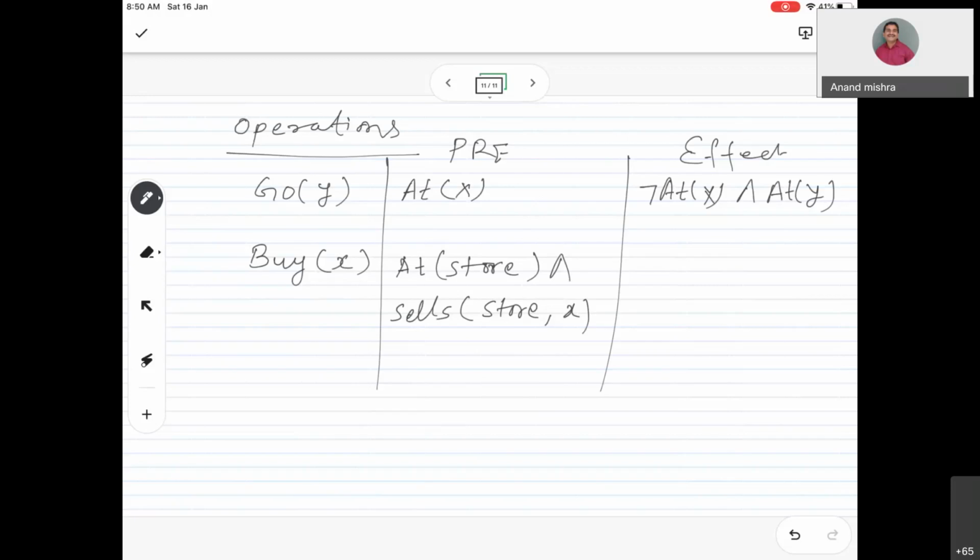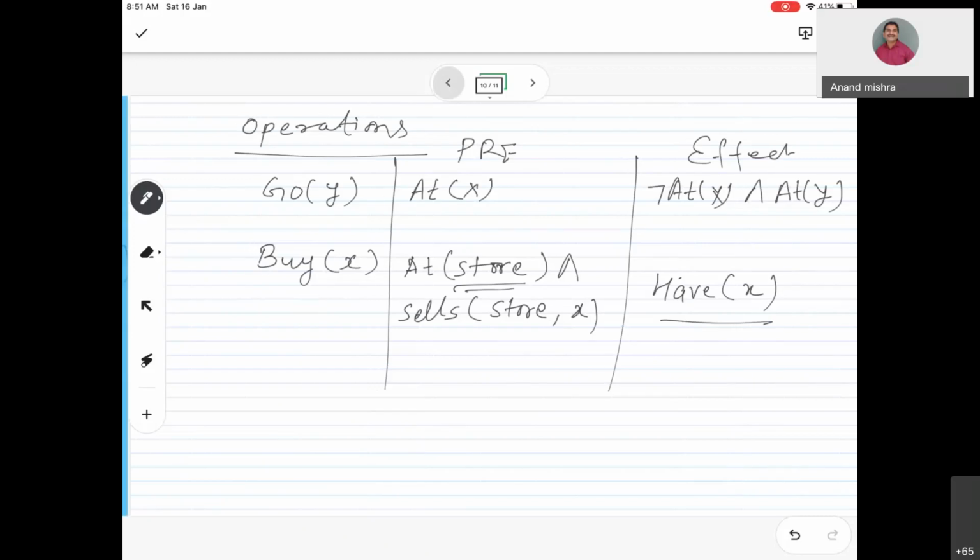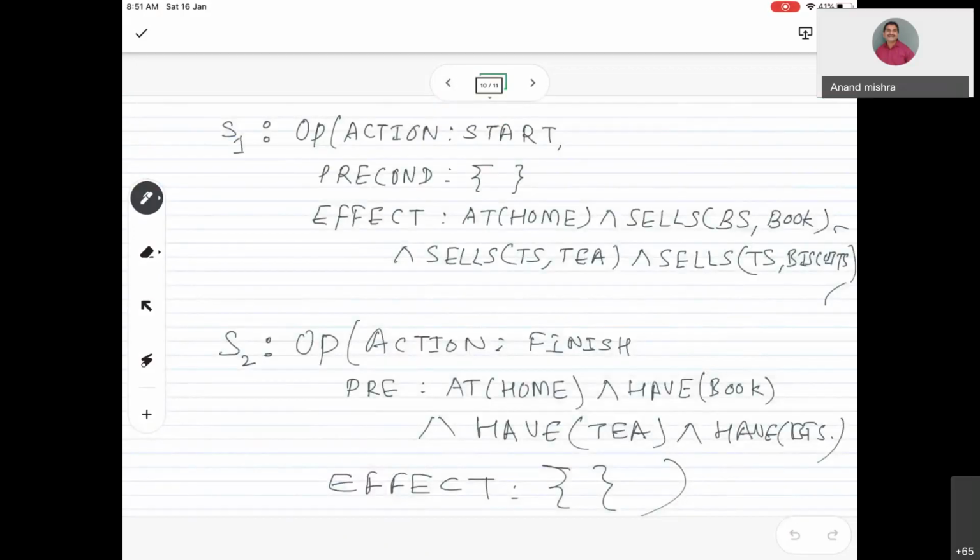So Buy X is: at store, sells X, store, X, and what is the effect of this? Have X, right? So X is a variable here. So buy banana means you need to be at a store, store is also a variable, and that particular store, let's say the fruit store or fruit corner, sells banana, and have banana is your effect. So these are the two operations, and these are the two S1 and S2. Now we're good to go.